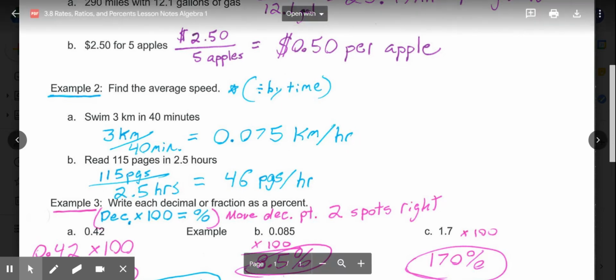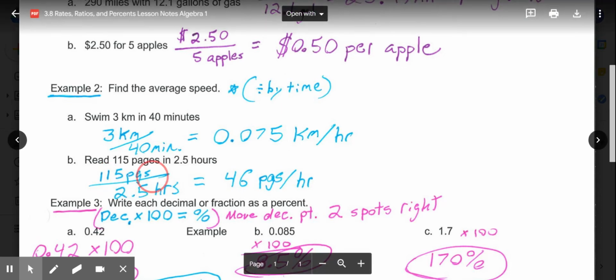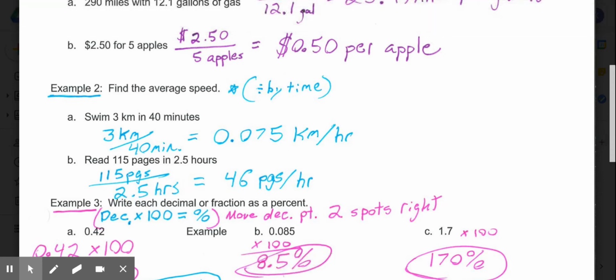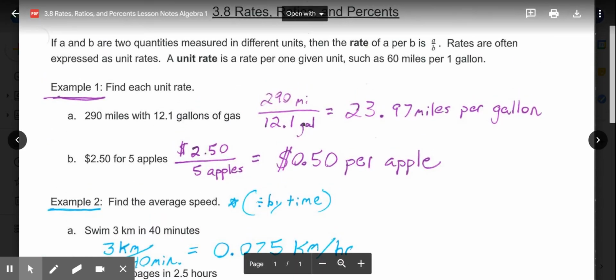If we're trying to find an average speed, we'll always be dividing by time. So it's the distance or the amount divided by time. If you're swimming, it's distance, kilometers, divided by time. If we're reading, it'd be pages divided by time. So 115 pages per 2.5 hours. 115 divided by 2.5 tells me that they're reading at an average speed of 46 pages per hour. So an average is a special type of unit rate.